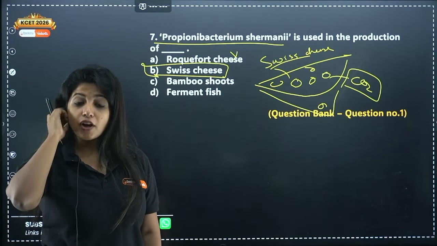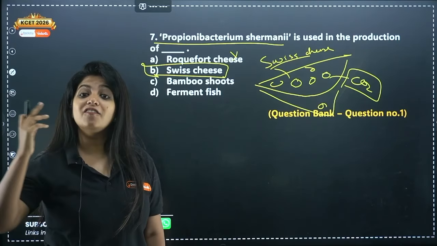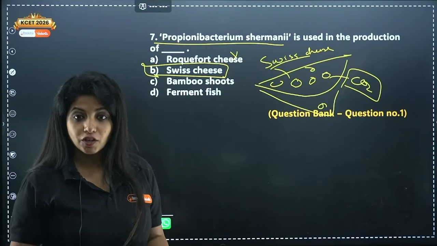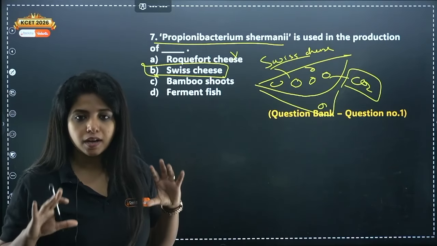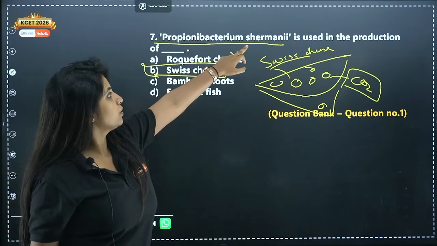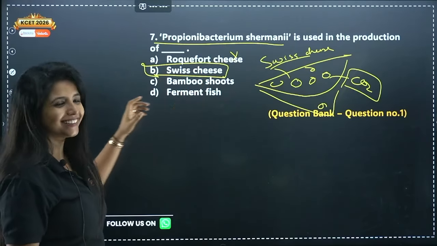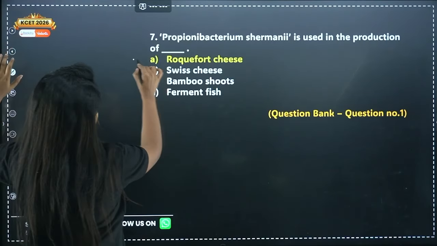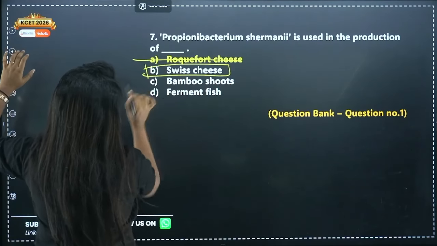Roquefort cheese is also produced with the help of fungi, that is given in your NCERT. The name of the fungus is not given, but please know it's a fungus. Over here, it's a bacteria. S for Swiss cheese, you can remember like that. This is the answer.